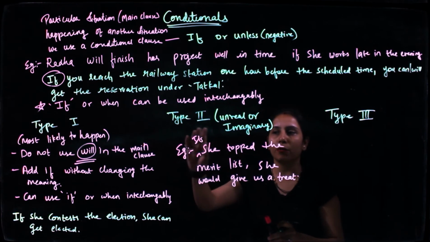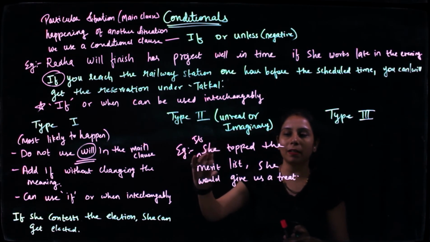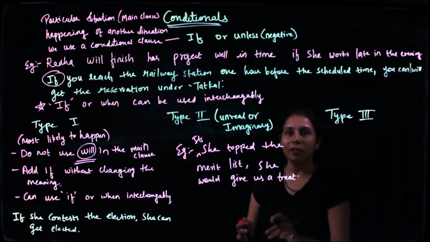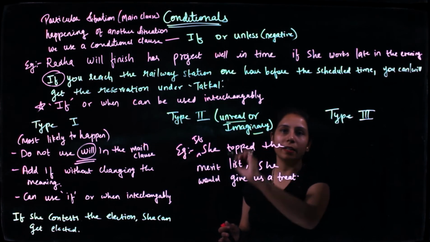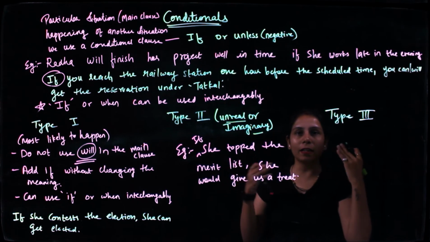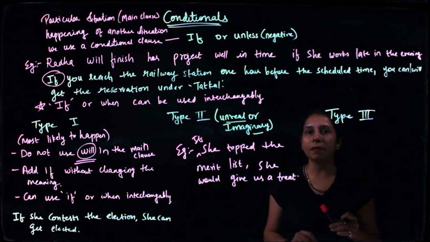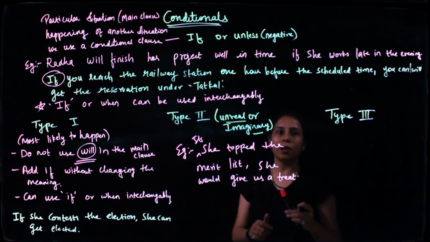Then you need to be careful. If she topped the merit list, she would give us a treat. This is imaginary and she doesn't study at all. So this is totally unreal in nature. You're just doing it in a fictitious manner. Fictitious is imaginary. Many similar examples are given in your notes.